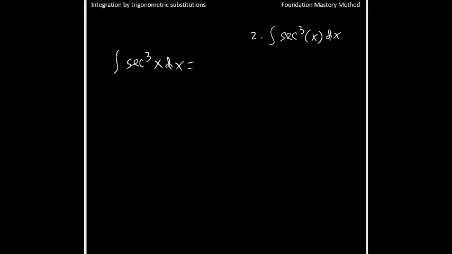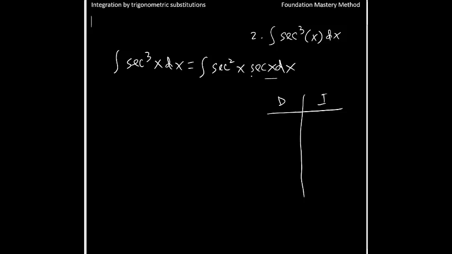For the second one, secant cube x, split it like that: secant squared x and then secant x dx. And you know the reason why. If I have secant squared, then I know that the derivative of tangent x is secant squared x. Now we can say the integral of secant squared will be tangent x. So now we try to apply integration by parts. So integration by parts will be like this. Have a derivative and integral. So you know the secant squared integral is known, so put it here.